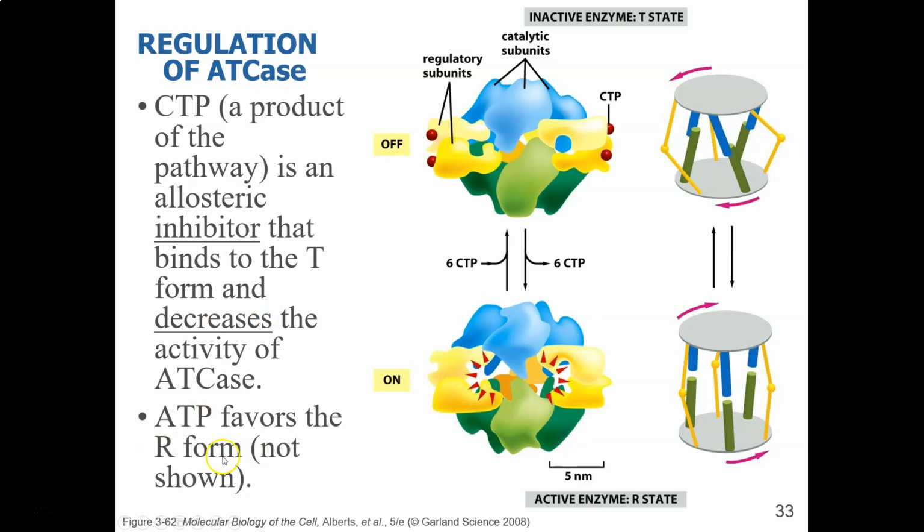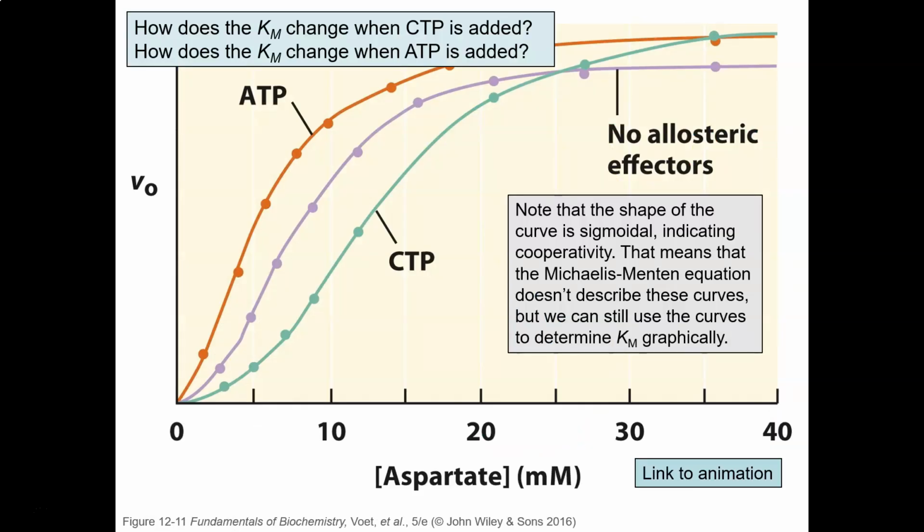This is not shown in this figure, but ATP actually favors the R form. So there are binding sites somewhere on this regulatory subunit that stabilize the R form. ATP being a purine, if ATP levels become high, ATP is going to want to turn on this enzyme to make sure that the CTP levels come back up to the levels of the ATP. And we can see that in this figure right here.